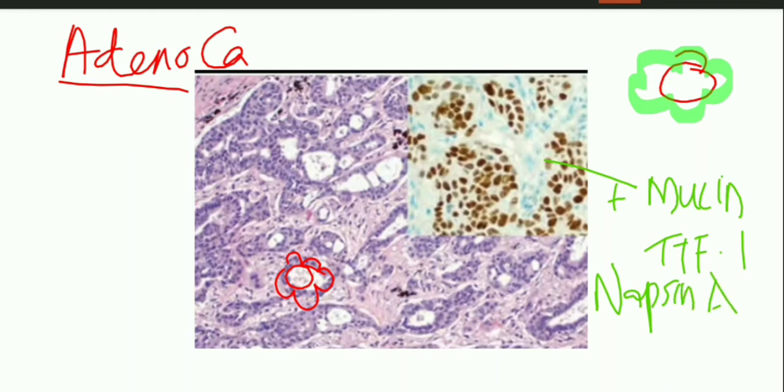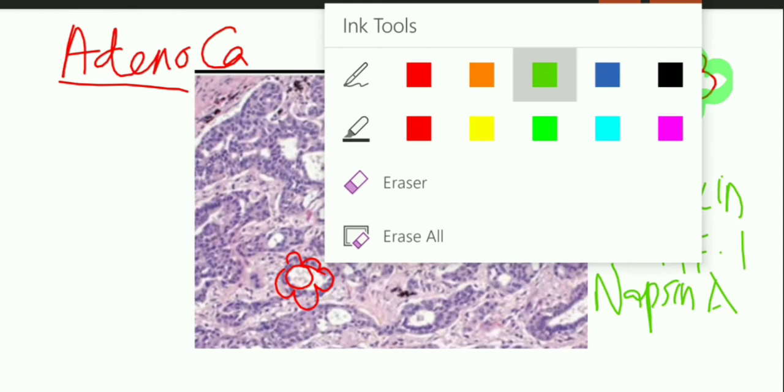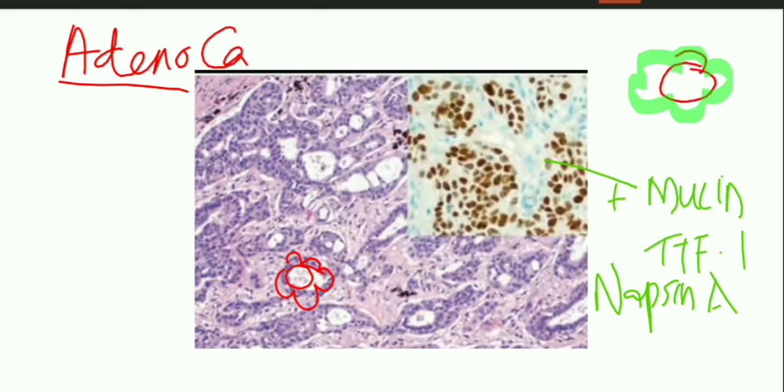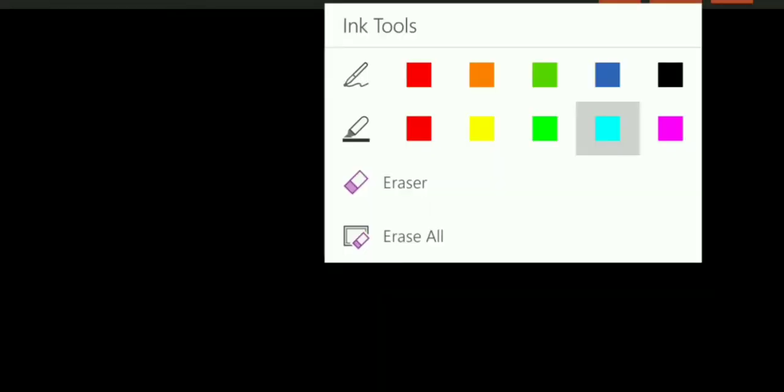So the most important one which you should remember is this napsin A. That is the sensitive as well as specific marker. Okay. So this you should remember: mucin, thyroid transcription factor 1 and napsin A. Okay. Now what are the important points you have to study about this?